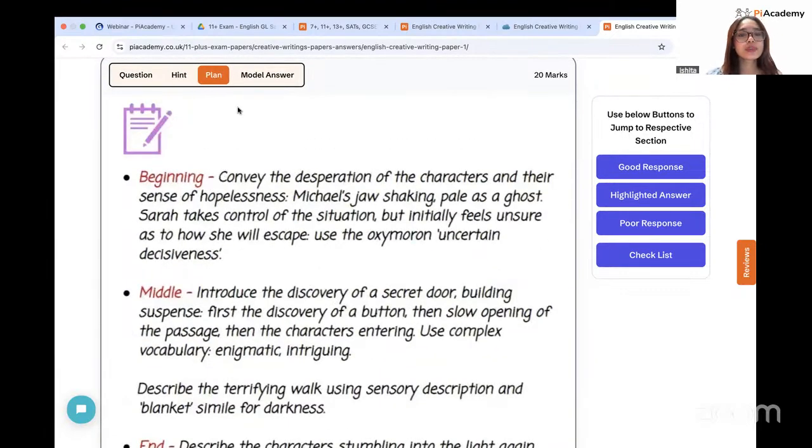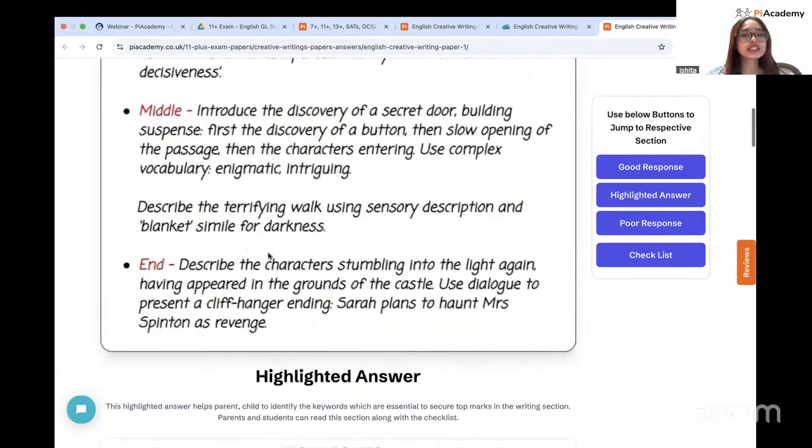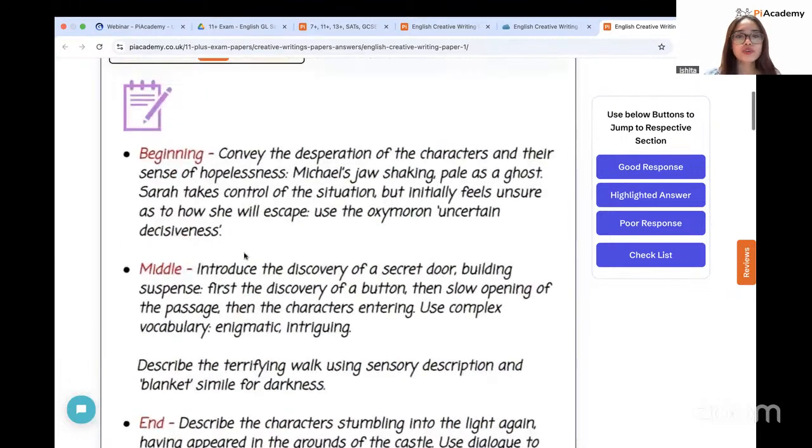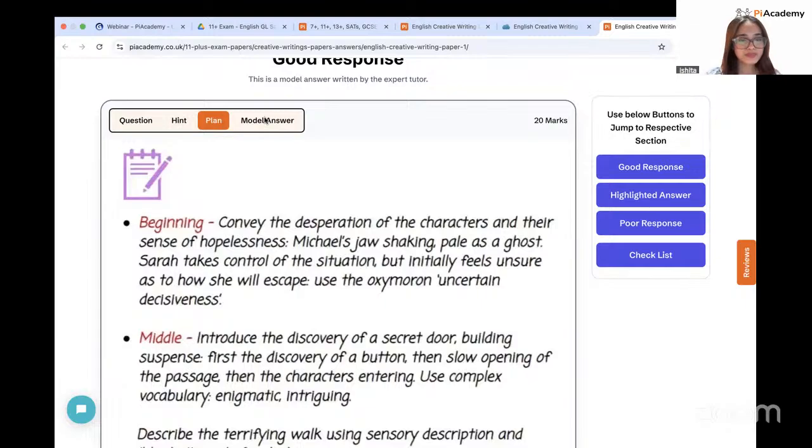Then we've also given a plan. Planning is the most essential part of writing a successful creative piece. So you need to have a hook in the middle. You need to begin by explaining the characters that you're introducing, and then you need to finish off by leaving it on a cliffhanger. So these types of tricks and tips we've included in the plan.